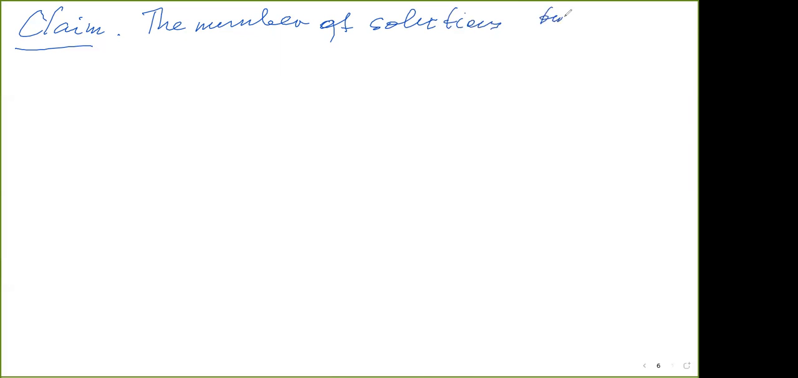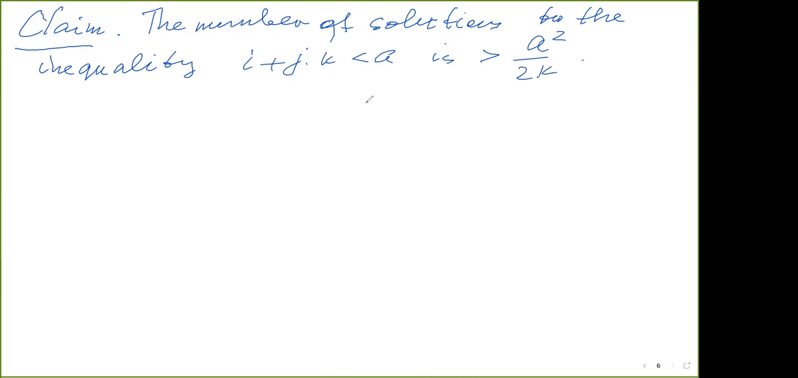The claim: the number of solutions to the inequality i plus j times k less than a is strictly larger than a squared over 2k. Of course, we assume here that i and j are natural numbers, including zero. And this is obvious if we draw the following picture. Let this axis represent j, and this one represent i.